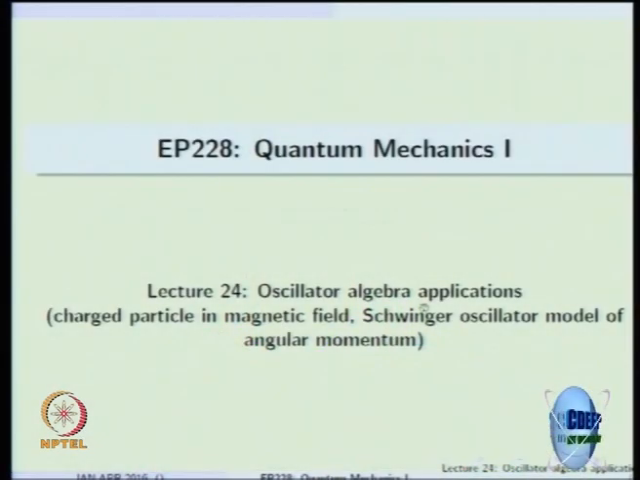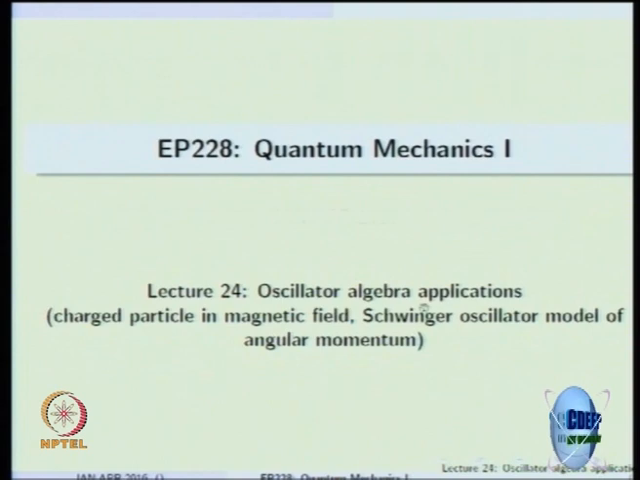Okay, so today I am going to use the oscillator algebra applications, whatever we learnt in oscillators, to solve a problem which we have done explicitly using the position space wave function for a particle in a magnetic field, and then later on we will study angular momentum algebra using this oscillator approach. Okay, so that is the plan.